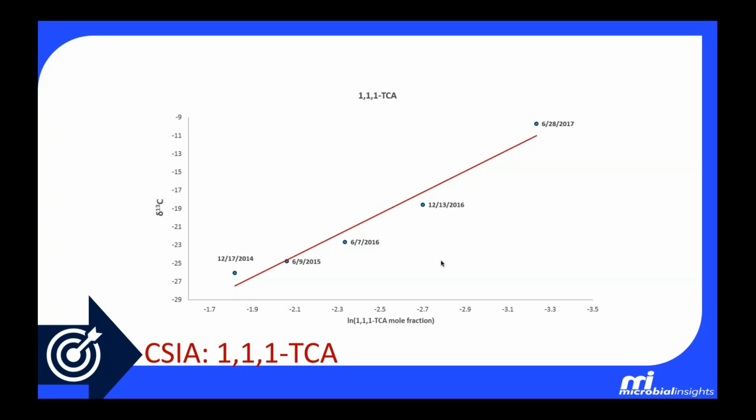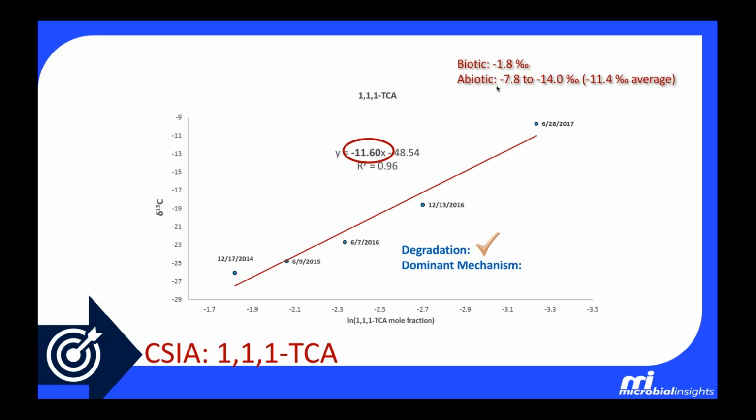Okay, so finally, let's look at this for 111-TCA at the site. And this is in MW29B still, and we can see that if we plot the slope and look at our literature values, our epsilon value for the isotopic enrichment is minus 11.6. That's almost exactly in the middle of the range that's published for abiotic degradation. So when we look at this, we can again prove degradation because we had more than a 2 per mil change in our delta 13C value. And in this case, it looks like the dominant mechanism is likely abiotic.